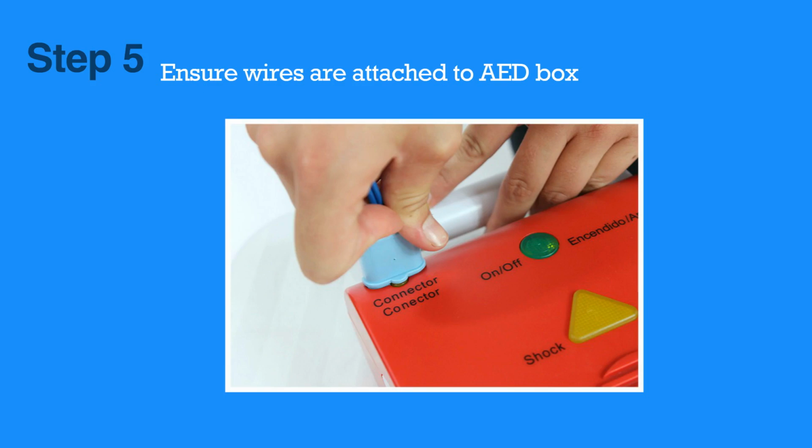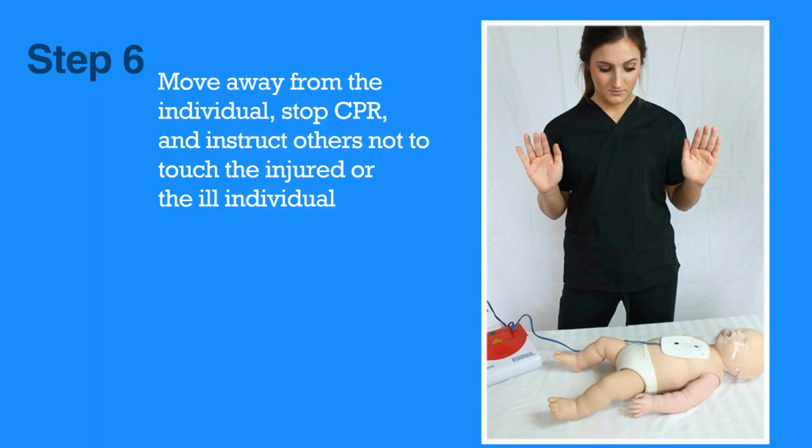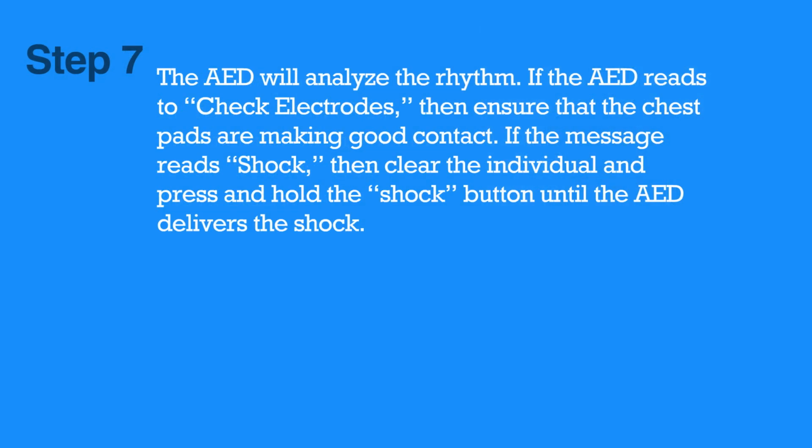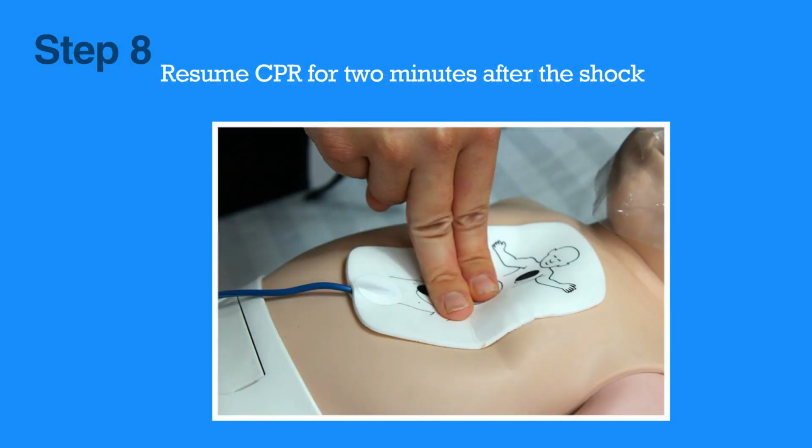Then, clear the individual, stop CPR, and instruct others not to touch the injured or the ill individual. The AED will analyze the rhythm. If the AED reads check electrodes, then ensure that the chest pads are making good contact. If the message reads shock, then clear the individual and press and hold the shock button until the AED delivers the shock. Resume CPR for 2 minutes after the shock. Repeat the steps if necessary.